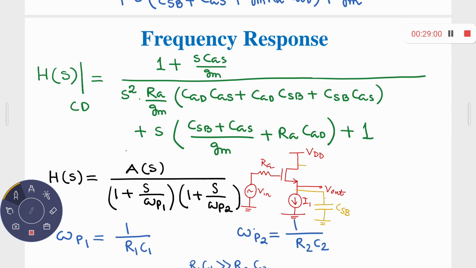CSB. Okay, CD will not be there, I'm not drawing. What else? CGD, CGD. And then the CGS is having two components. So CGS was connected to the gate and the source.